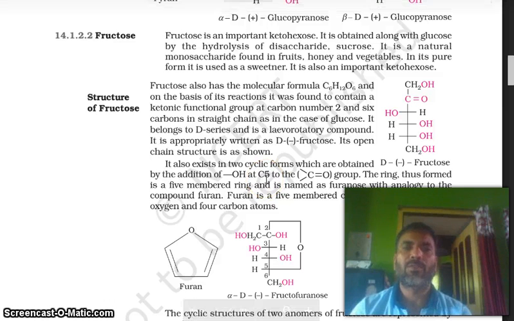In fructose, fructose is an important ketohexose. It is obtained along with glucose by hydrolysis of the disaccharide sucrose. It is a natural monosaccharide found in fruits, honey and vegetables. In its pure form, it is used as a sweetener. It is also an important ketohexose.